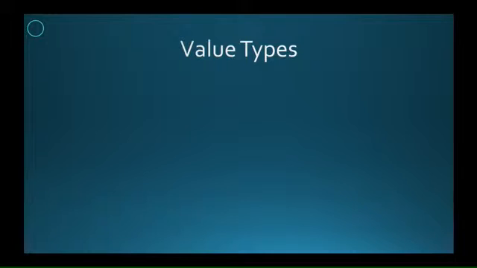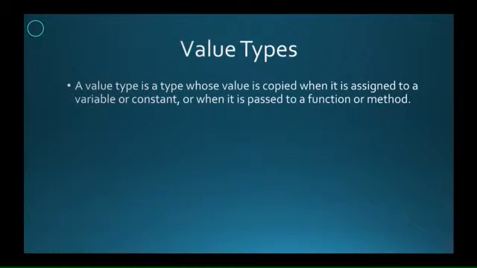Now, what are value types? A value type is a type whose value is copied when it is assigned to a variable or a constant, or when it is passed to a function or method. So for example, if I have a variable called num2 and I have another variable called num1 and I say num1 equals num2, if that's a value type, then a copy of the value of num2 will be made and put into num1. That's what we call value types.